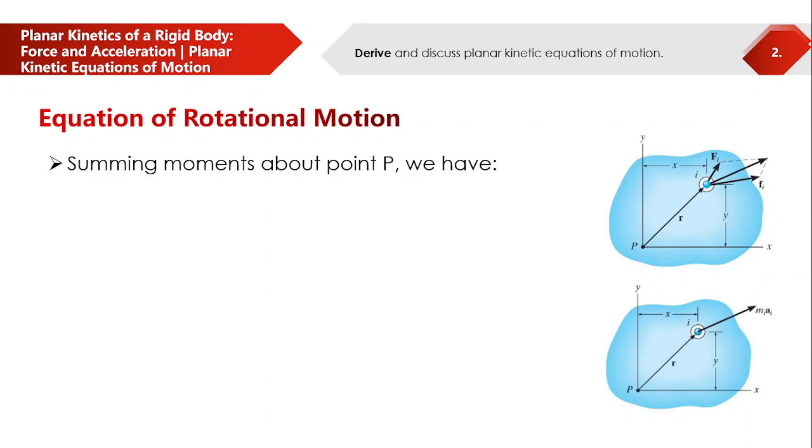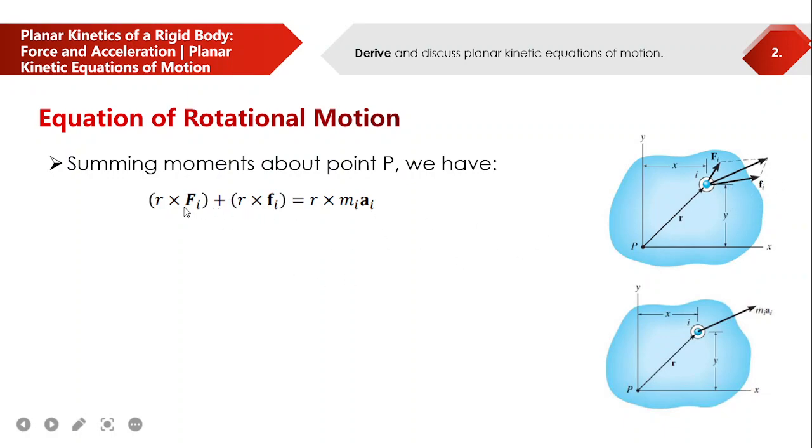Now, summing all the moments about the point P, we have the moment of the external forces F. Since the moment arm is r away from the point P, the moment about P of the external forces is r times F sub i. Now, this is from the translational equation of motion class. All forces acting on the body is equal to the mass times the acceleration. Take note, there are two forces acting on our body, the external forces and the internal forces.